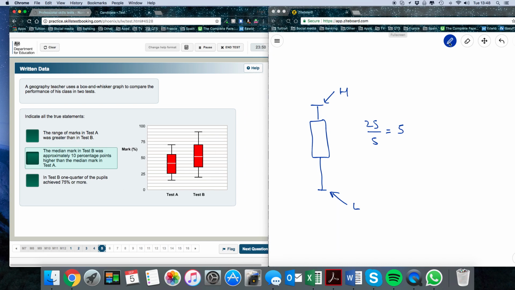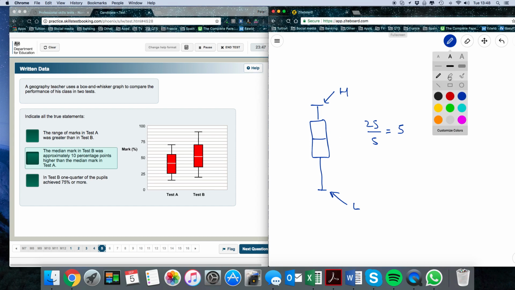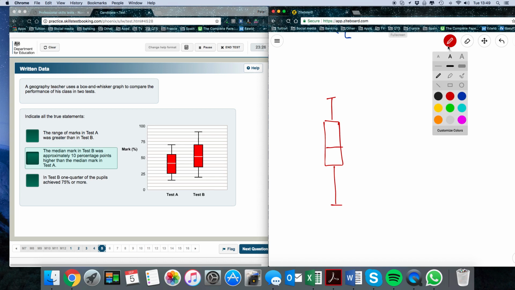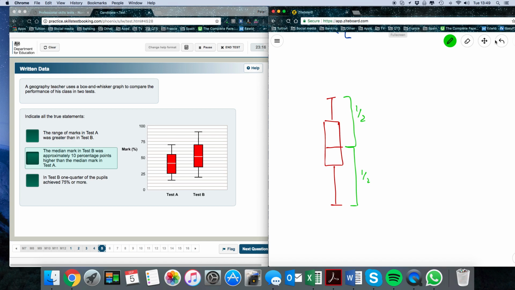So let's just briefly talk about quartiles over here. I'll do it in red. This is the upper quartile, and this one here is the lower quartile. And I'm just going to do another diagram. A very good visual way of looking at a box plot is to split it into not just halves but into quarters. I think most of you are pretty clear that this would be the bottom half of the class and this would be the top half of the class. But you can also split it into quarters.